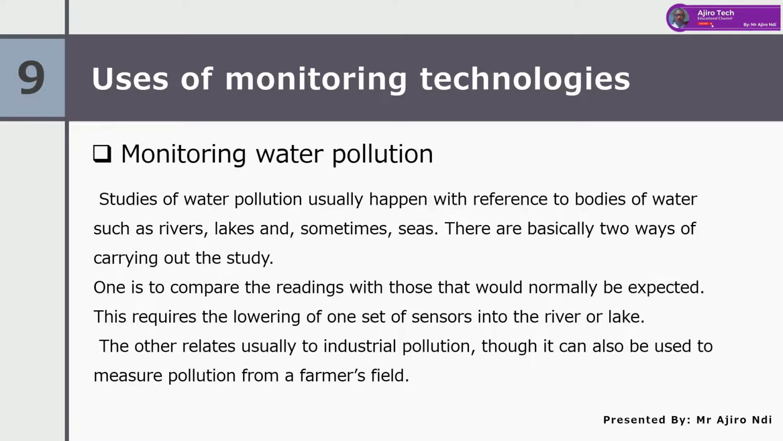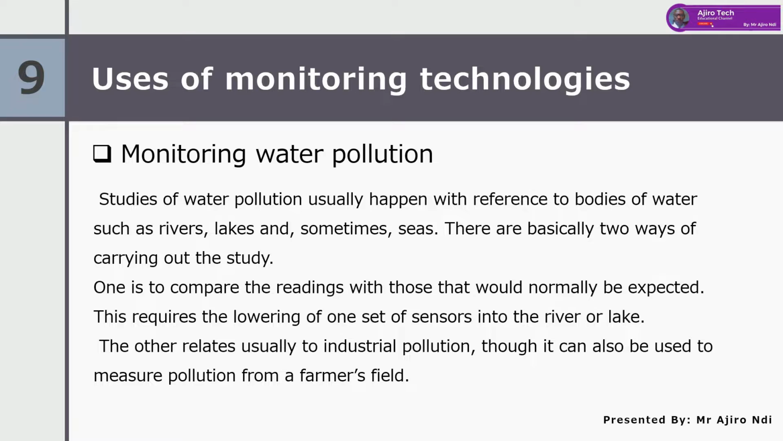To go a little bit deeper, this process can involve inserting two sets of sensors. One can be upstream from the suspected site of pollution, and the other downstream immediately after the site. Whatever that may be, farm or factory, the readings from the two sets of sensors are then compared to see if there's any difference, so that a conclusion can be reached as to whether the site is causing pollution.